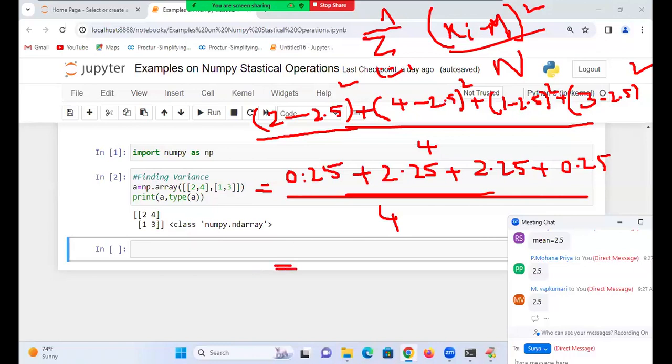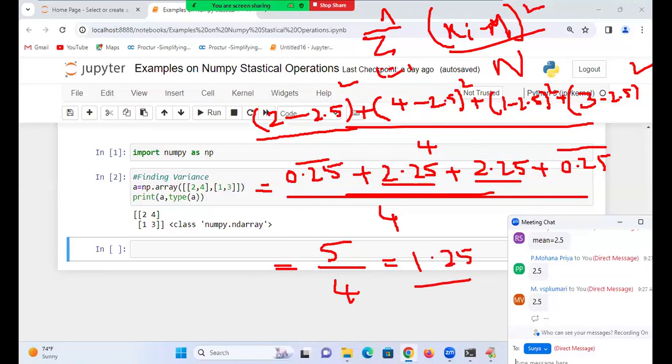So what is the answer now? 0.25, 0.25, 0.50, 2.25, 2.25 gives 4.50, plus 0.50 is 5. 5 by 4. What is the answer now? 1.25. This is the variance.